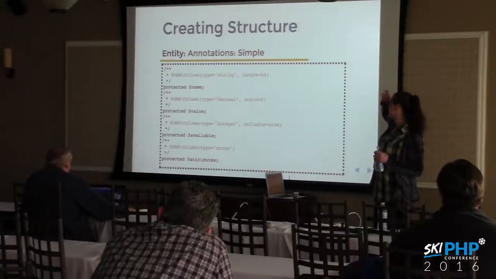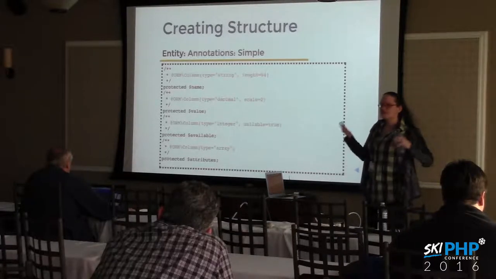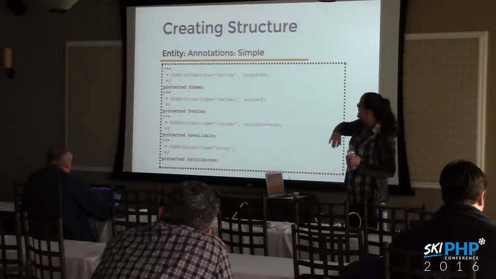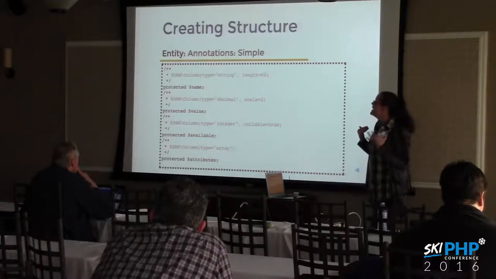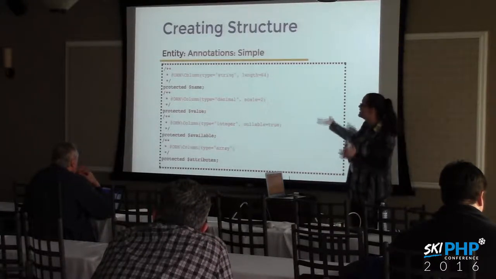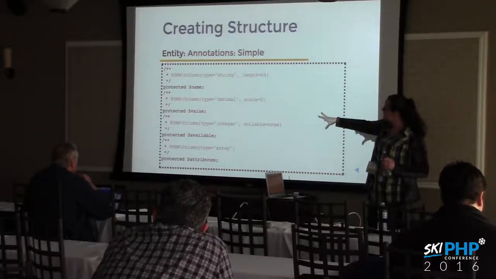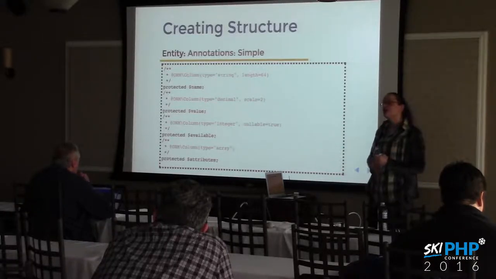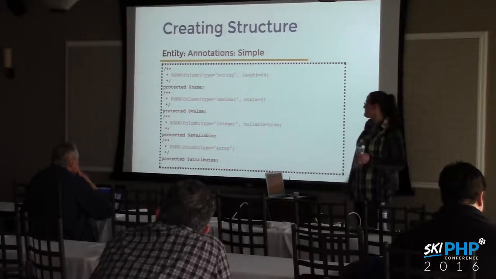Now here are some more examples of annotations that describe different field types that you might want included in one of your objects. Like we're going to make a value name, and we're going to tell it that this is a column, and it's of a type string, and we're going to give it a length of 64. And then we've got another column that's a value, and it's type decimal, and it's a scale of 2, and that means that it's going to track up to 2 values past the decimal point.